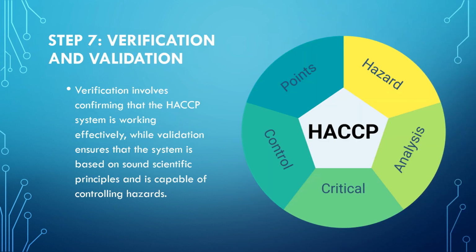Step 7, verification and validation. Verify the effectiveness of your HACCP system through validation and verification activities. Now, this ensures that the system is working as intended and continues to provide adequate control of food safety hazards. Now, verification involves confirming that the CCP is working effectively, while validation ensures that the system is based on sound scientific principles and is capable of controlling hazards.